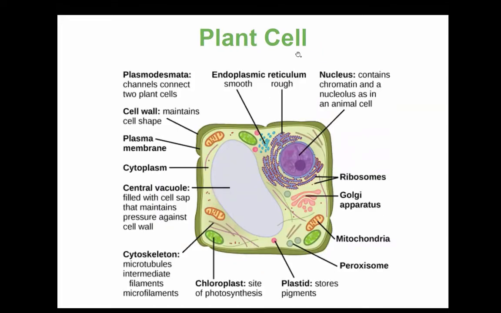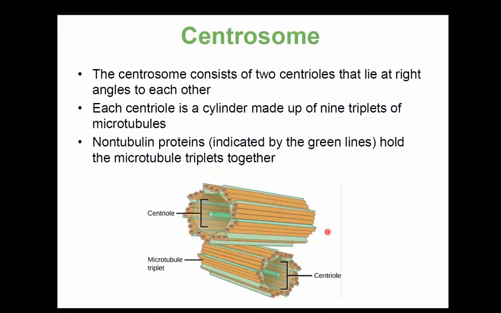Here is an example of a plant cell. Now, please study these diagrams carefully and note a few similarities and differences. So this is centrosome. They consist of two centrioles. Each centriole contains a bundle of triplet microtubules. These are microtubules. We're going to talk more about microtubules later.